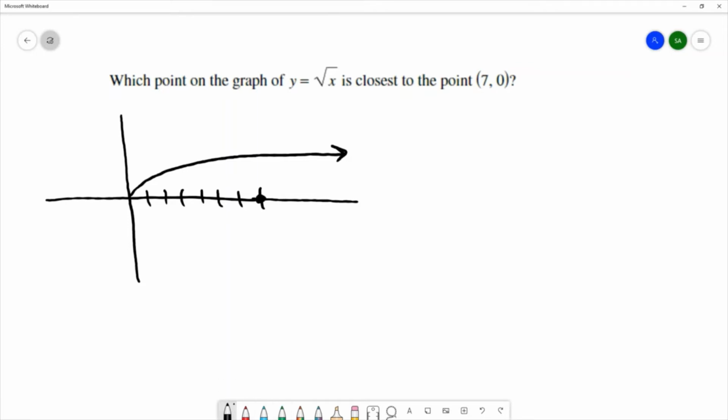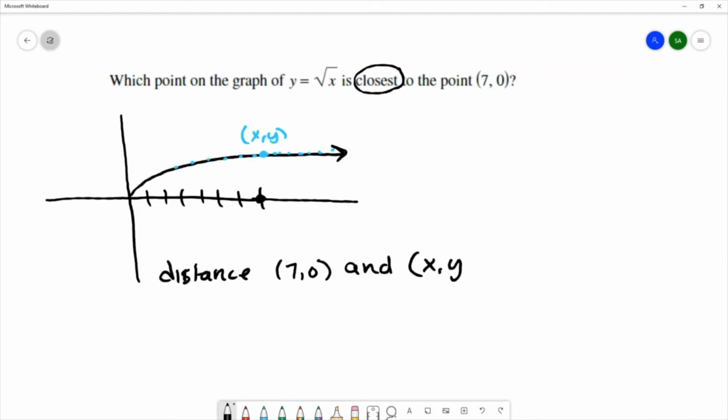So when we're talking about closest, we're talking about the distance between the points. So we want to find the distance between 7, 0 and some point. I'm going to guess it's right here, but we don't know what that ordered pair is right now. It could be any point that is on that curve. So it's some x, y.